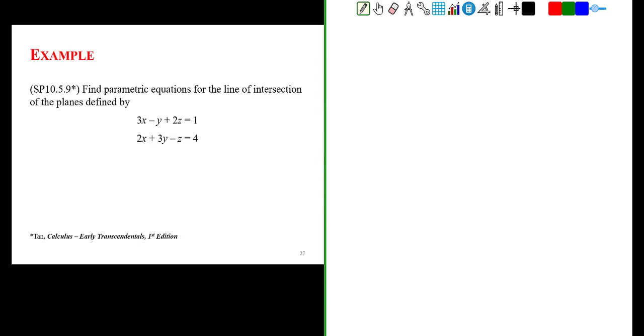In this example, we're going to find the parametric equations for the line of intersection between the planes defined by the following equations. The first plane has the equation 3x minus y plus 2z equals 1, and the second plane has the equation 2x plus 3y minus z equals 4.